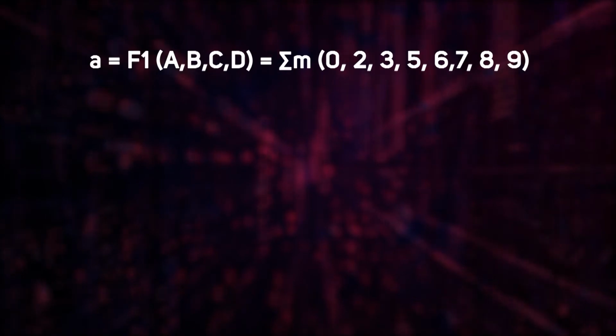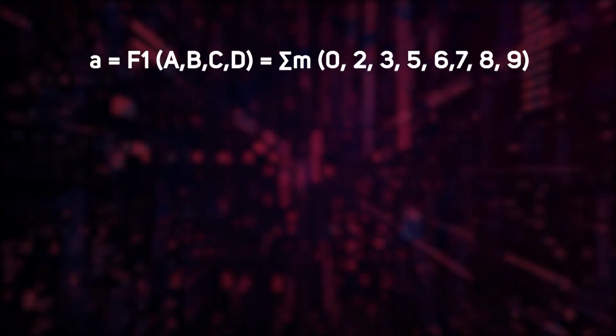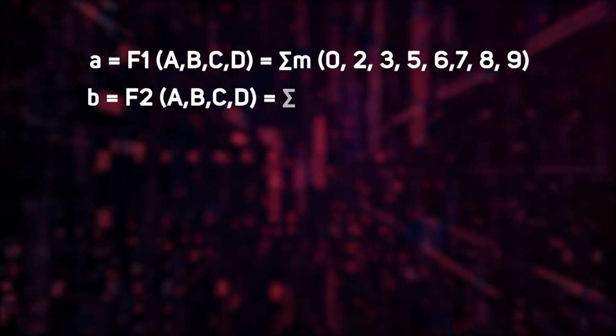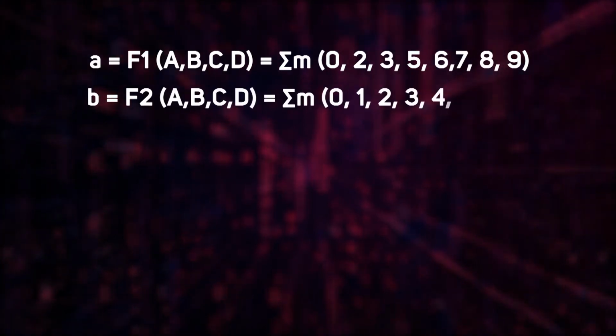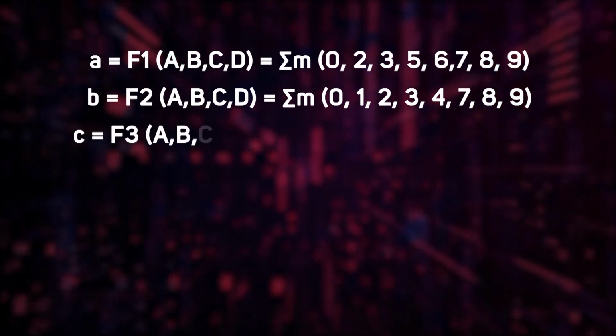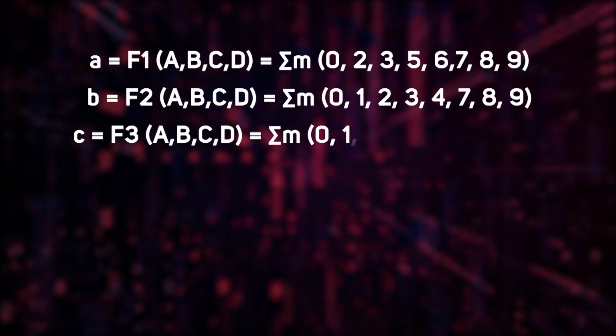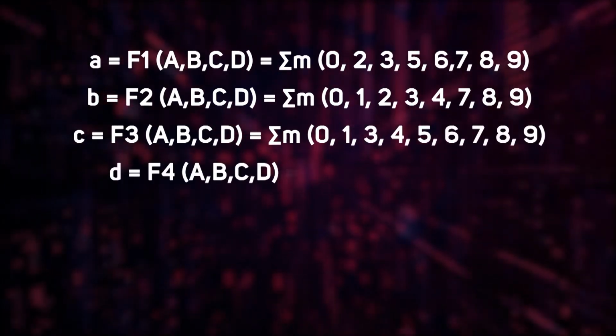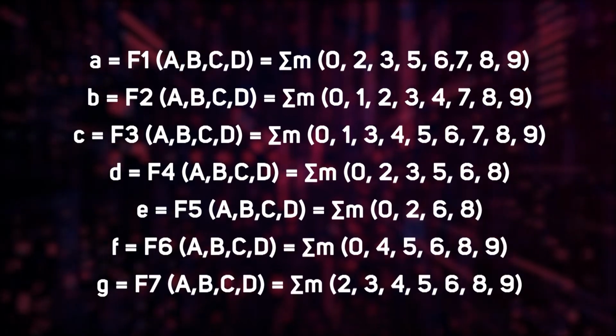In the same manner, we can write expressions for all segments. B = F2(A,B,C,D) = summation of 0, 1, 2, 3, 4, 7, 8, 9. C = F3(A,B,C,D) = summation of 0, 1, 3, 4, 5, 6, 7, 8, 9, and we get all the terms like this. Next, we are going to minimize these expressions to build a simplified logic circuit.